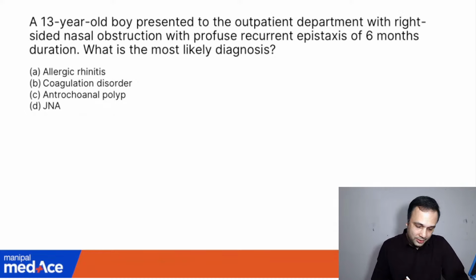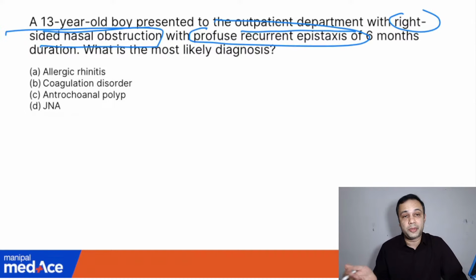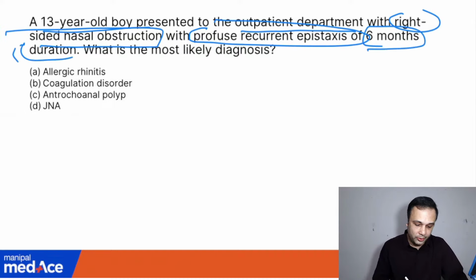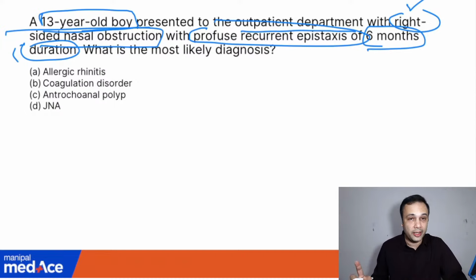Now this question, straightforward: a 13-year-old boy presented to the outpatient department with right-sided nasal obstruction. See here, unilateral nasal obstruction. Profuse recurrent epistaxis, 6 months duration. So what I've done is I've marked out all the keywords. You have the 13-year-old boy, right-sided, that is unilateral nasal obstruction. You have profuse recurrent epistaxis, which stops by itself over 6 months duration. So this child would have lost a lot of blood over a period of a few months.